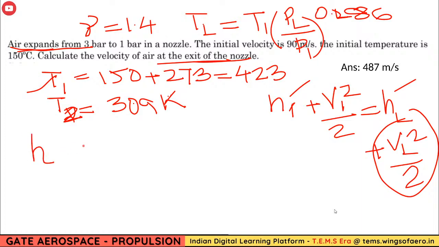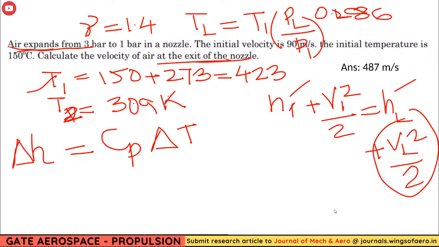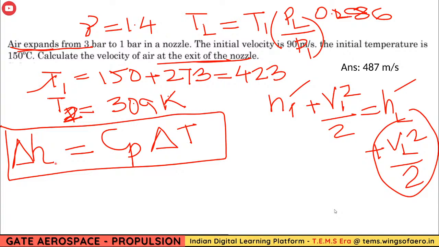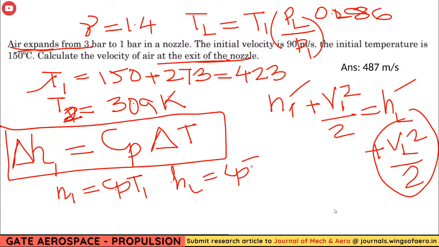There is another formula of H: Cp del T. That means del H equals to Cp del T. I hope all of you know this formula. Do you know this formula? Please note it down. That means if it is H1, Cp T1, H2, Cp T2. Now substitute over there.